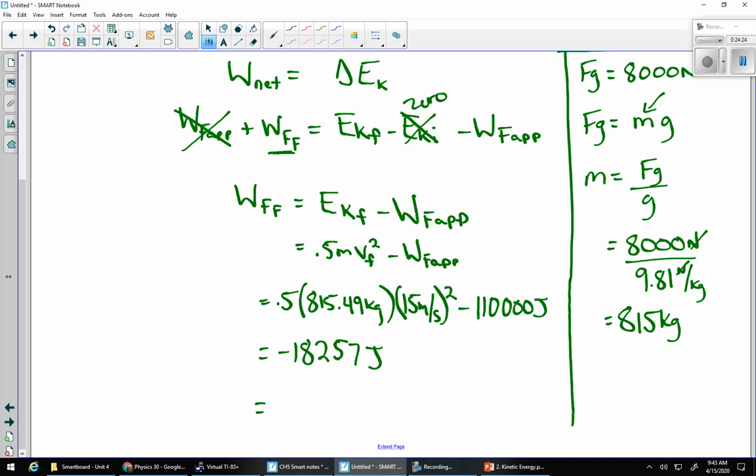So I'll write that out one more time. That is negative 1.83 times 10 to the power of 4 joules. That's what I want to put the circle or the box around. That is the work done by my force of friction. Now we got a negative number. Does that make sense?